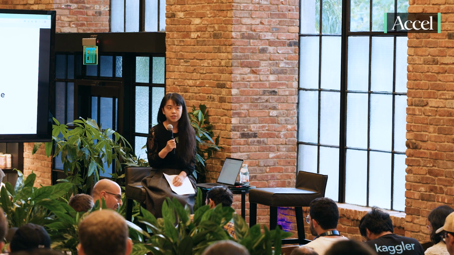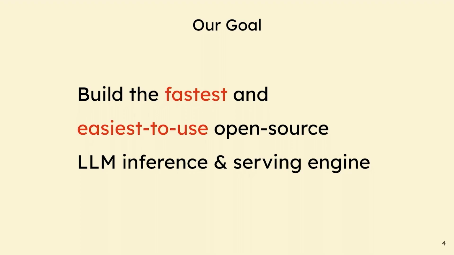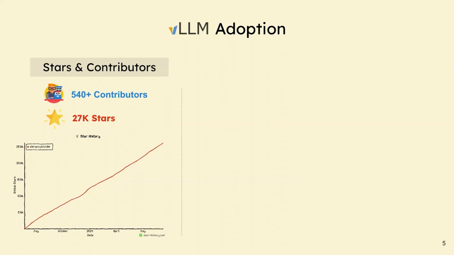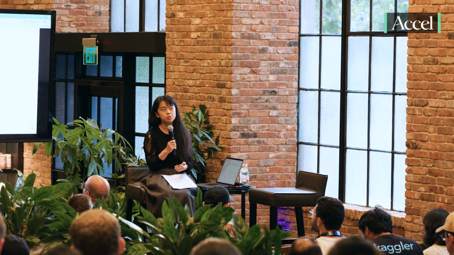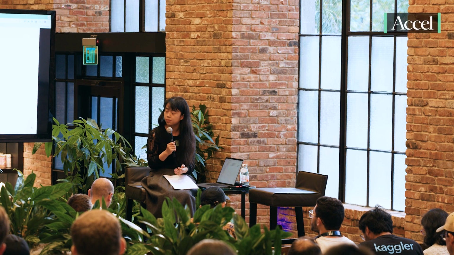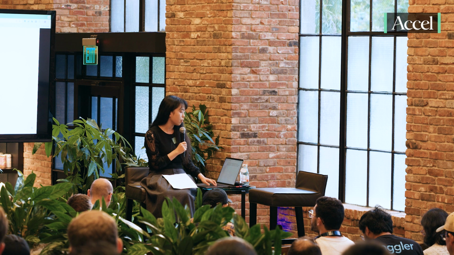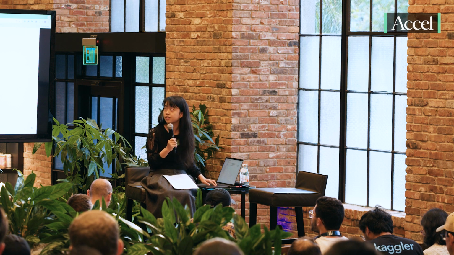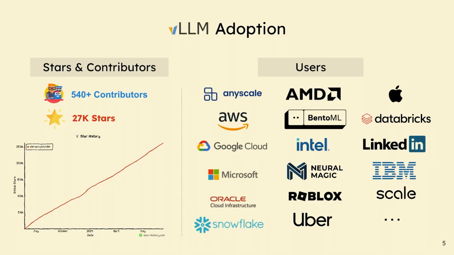The goal of the vLLM project is to build the fastest and easiest to use open source LLM inference and serving engine. We launched the project in June 2023, when there were only very few open source projects for LLM serving. We are very lucky because we got lots of traction from the beginning, and it has become one of the most popular projects in this field. We have lots of industry users, including big cloud companies like Google, AWS, or Azure.